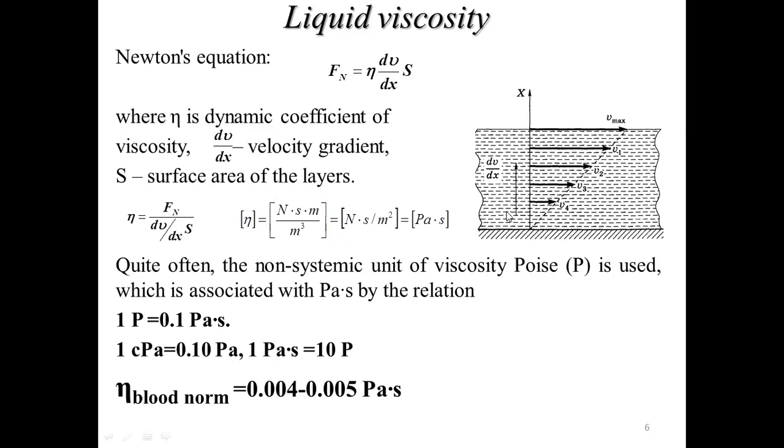The velocity gradient represents the direction of increasing rate of change of velocity. So when we consider the motion of blood through the vessel, the maximum velocity we have in the center and the minimal velocity we have along the vessel walls. Non-systematic unit of viscosity is poise, which is 1/10 of Pascal second.